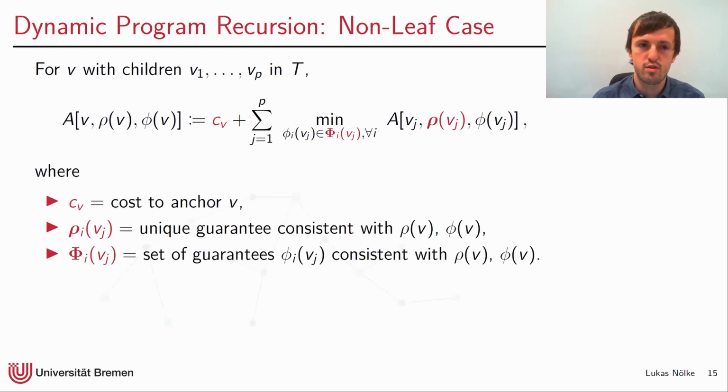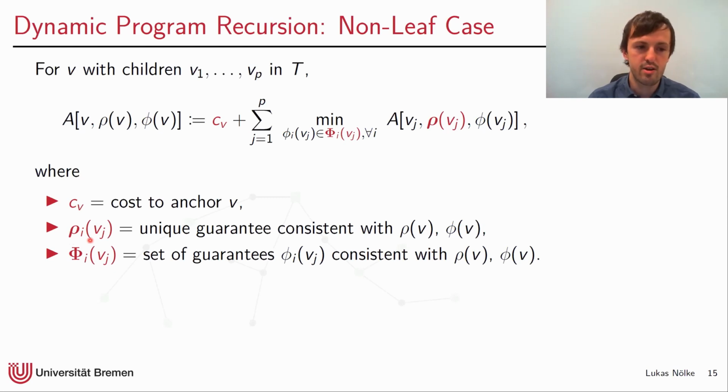Now let's look at the recursive formula. Here we look at a node V and its children in G, and the cost of the corresponding dynamic programming cell with given anchoring guarantees consists of the cost to anchor V, c_V, so the cost of connecting V to its anchor, plus, and here we sum over all children of V, the cost of the respective programming cells for these children with some special anchoring guarantees, which we have to compute. And what is important here is that these anchoring guarantees for the children of V are consistent with the anchoring guarantees of V that we are given.